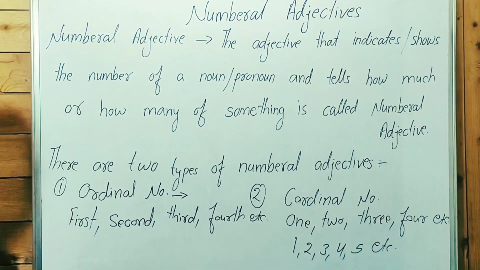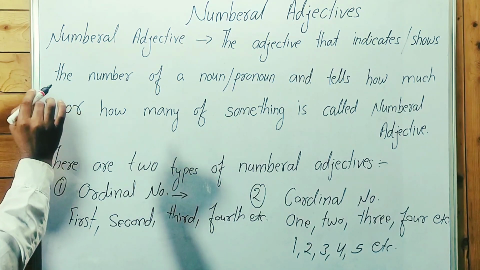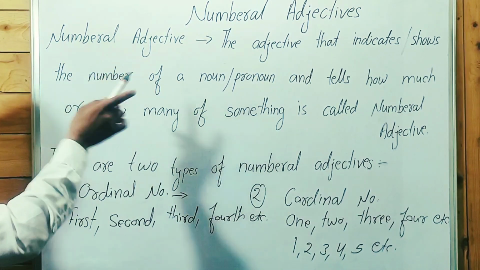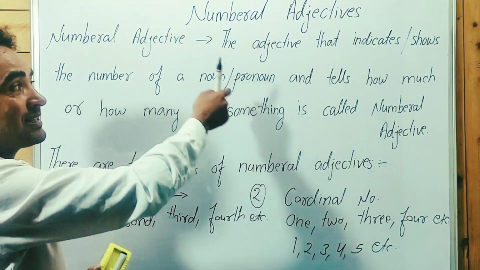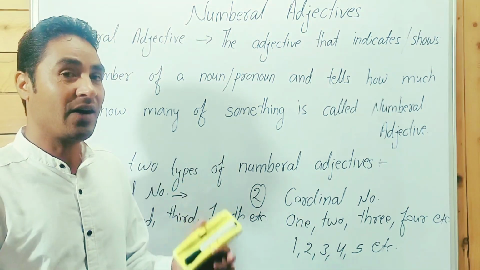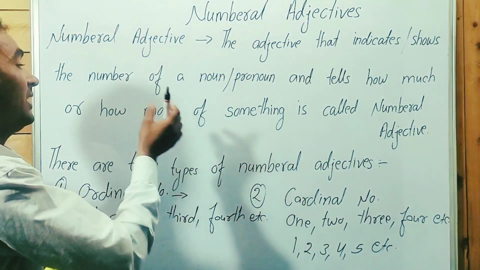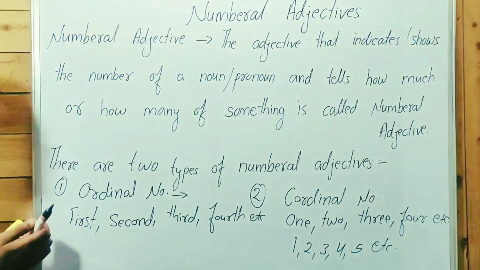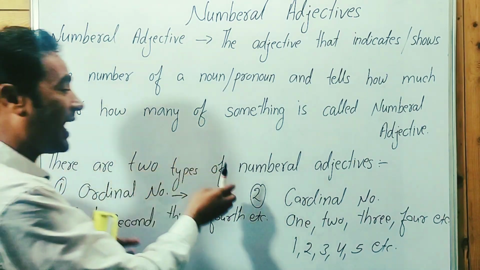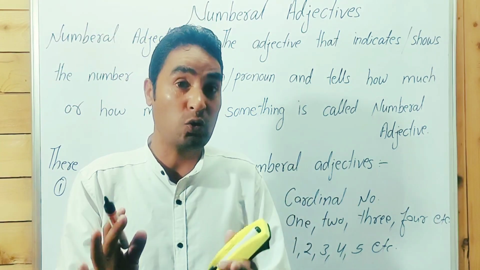So guys, I hope you understood. When we talk about a numeral adjective, it is an adjective that shows the number of a noun and tells how much and how many of something. There are two types of numeral adjectives. Numeral adjectives can be written in two ways.